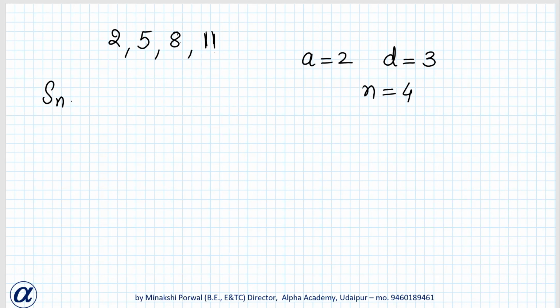If we have to find Sn, what is Sn? The sum of all terms of an AP. So we can just add: 8 plus 2, 10 plus 5, 15, 15 plus 11 is 26.